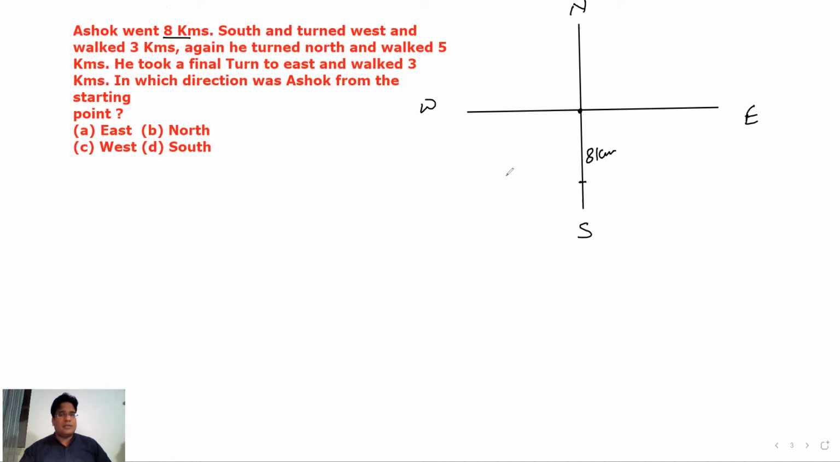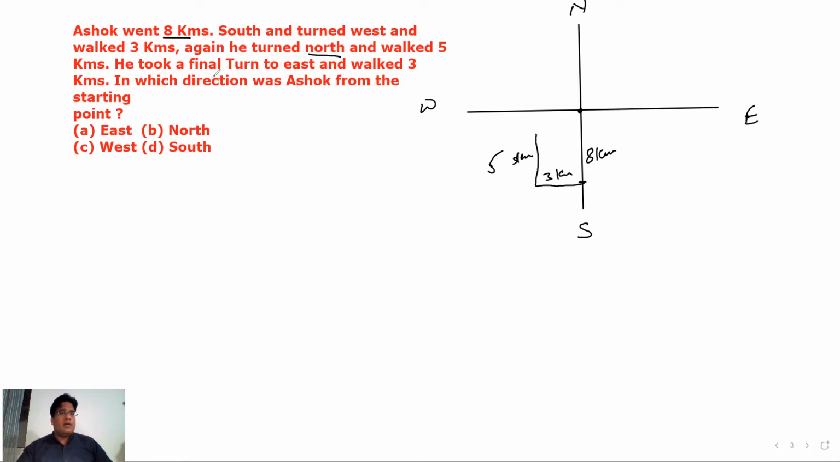And turn west. West, that means he's going to turn towards his right. Clear my point? And walk for 3 kilometers. How much kilometer he walked? He walked for 3 kilometers. Then again he turned north and walked 5 kilometers. And in which direction is north? So definitely he's going to turn to his right and walk for 5 kilometers.